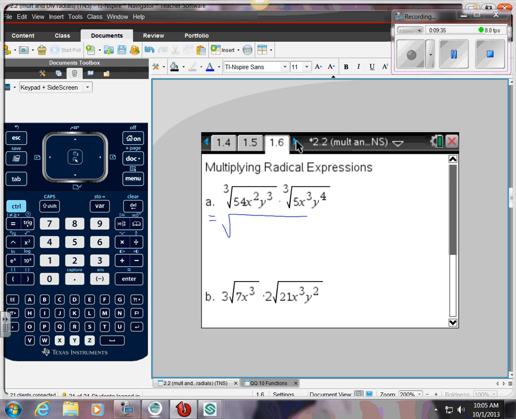54 times 5. What is it? 270. Thank you. X squared times x cubed. Good. Y cubed times y to the 4th. 7th. Don't forget your index. I forgot it. I had to put it in there. Okay, so we've got the cube root of 270, x to the 5th, y to the 7th. So are we okay with multiplying? I multiplied my numbers, multiplied my variables, I added their exponents. All right, when we multiply variables, we add their exponents.